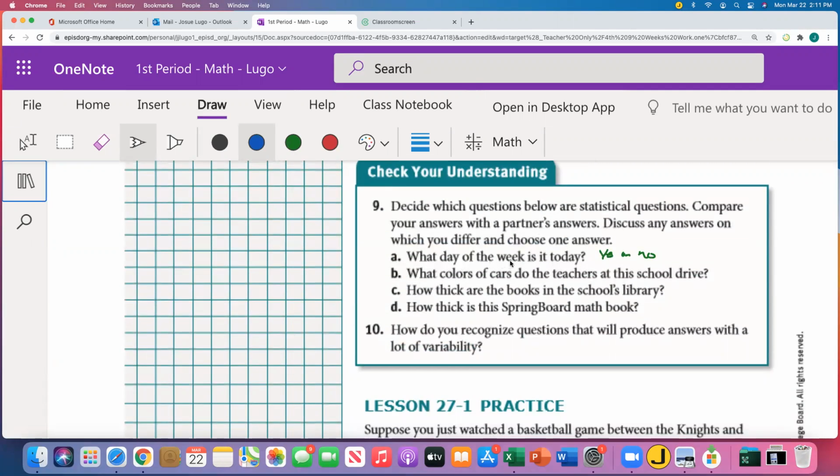Is this a statistical question? Is this a question that will only have one answer, or is it going to have multiple answers? For example, 9A, what day of the week is it today? Today is Monday. Is that going to be the same for everybody? It is going to be Monday for everybody. So it is not a statistical question. It doesn't depend on anything. There's only one answer. So that's how you'll answer those.